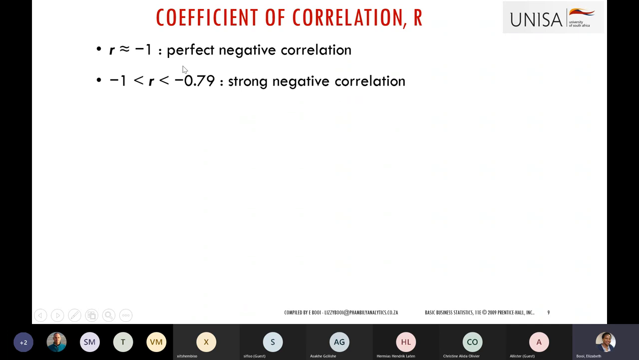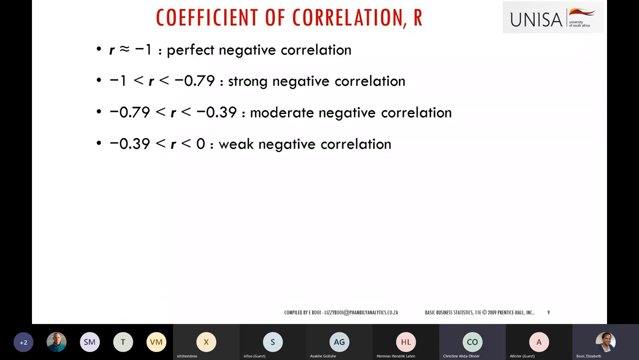If the value of R falls between negative 1 and negative 0.79, we say there is a strong negative relationship. So between 0.79 and 1, we can also assume that it is a perfect relationship or a strong relationship, depending on the definition you want to use. So you can relate them to a perfect relationship as well. If they are between 0.79 and 0.39, we say it's a moderate relationship at least.